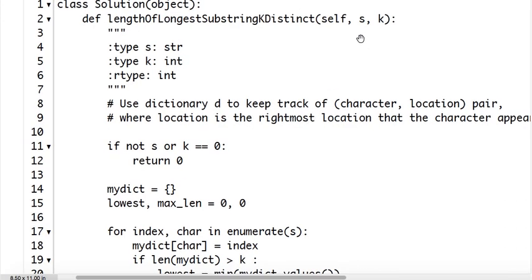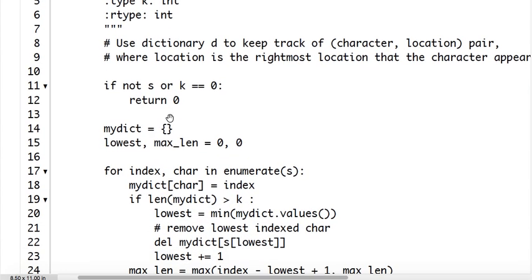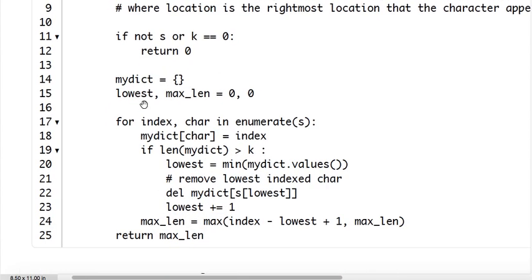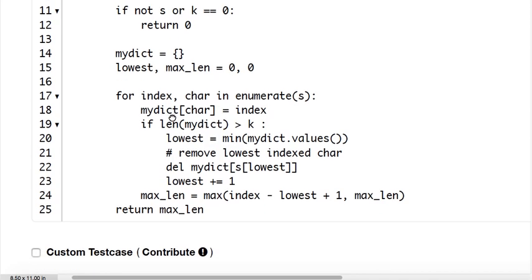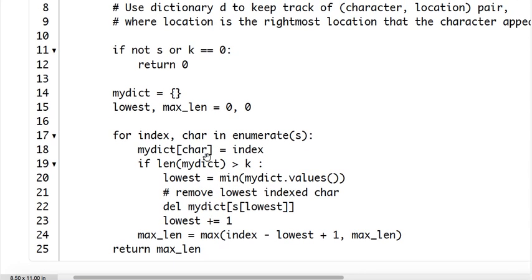So we have a string s, and it is a k. So we have to find the substring of at most k size maximum. So if the string is empty, we return 0, and then we initialize the lowest index and the maximum length of string to be 0, and we read through the string, we try to form a dictionary where the key is the character and the value corresponding to that key is the most recent index of that character.